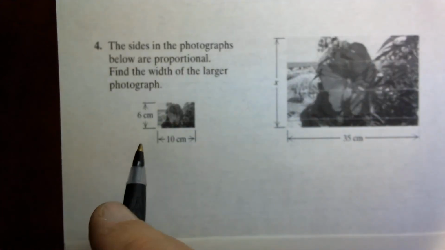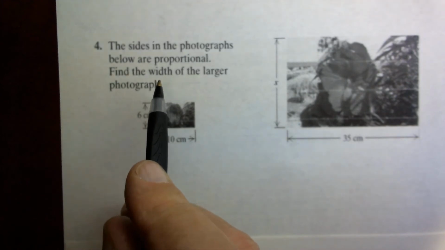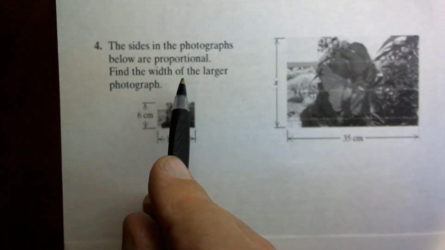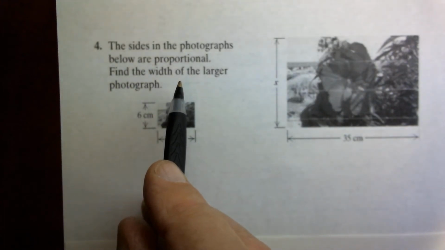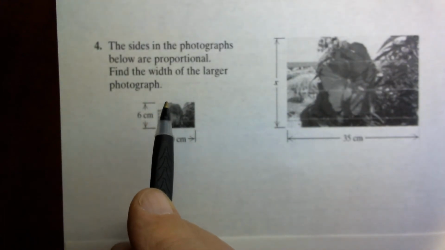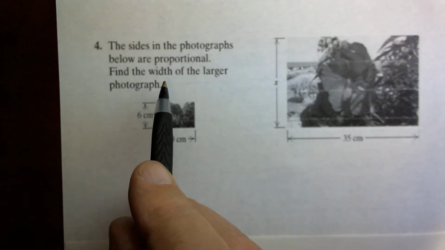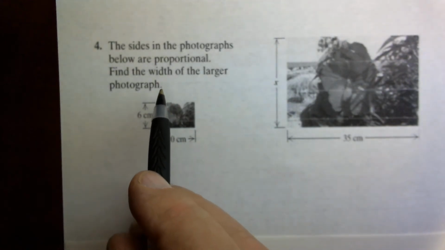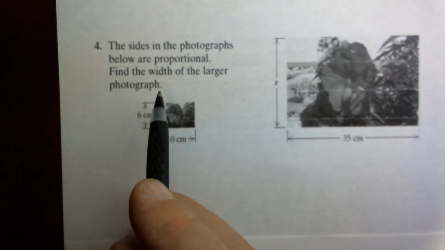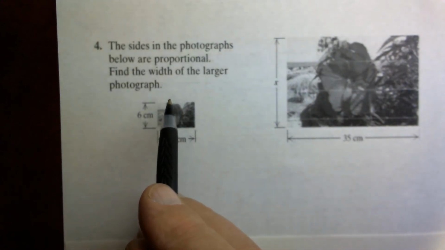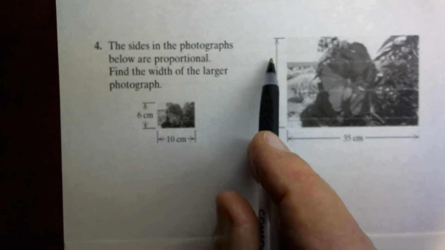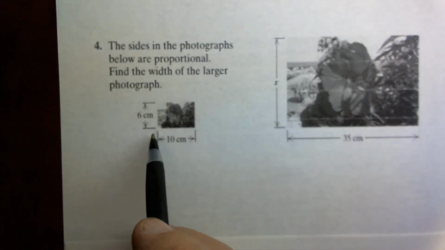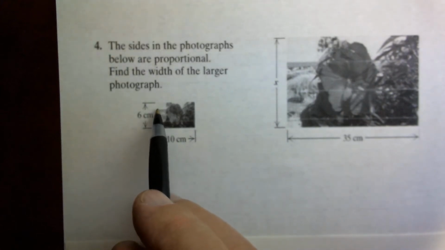In number 4, we are told that the sides of the photographs below are proportional. So that's important. Right triangles are similar, but for rectangles, to apply the principle of proportionality, you have to say that the sides are proportional. Find the width of the larger photograph. The width of the larger photograph is x centimeters, and the width of the smaller photograph is 6 centimeters.